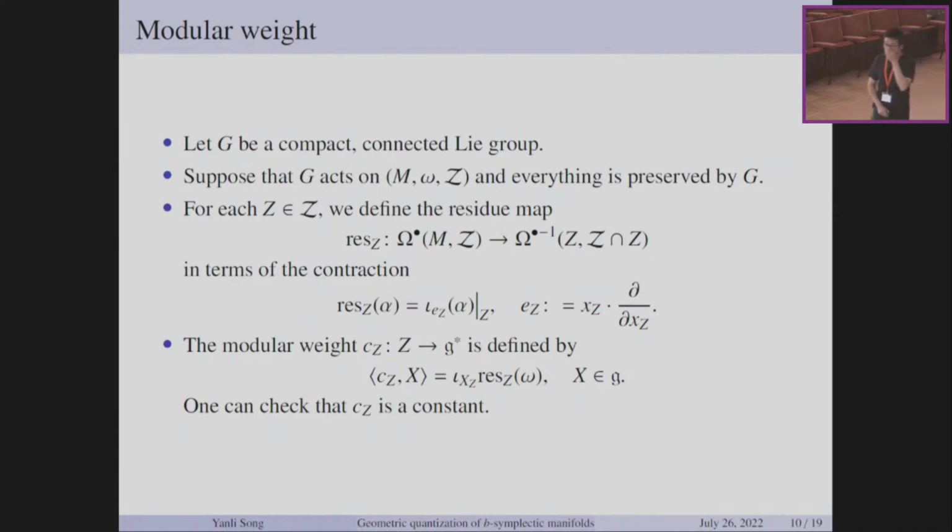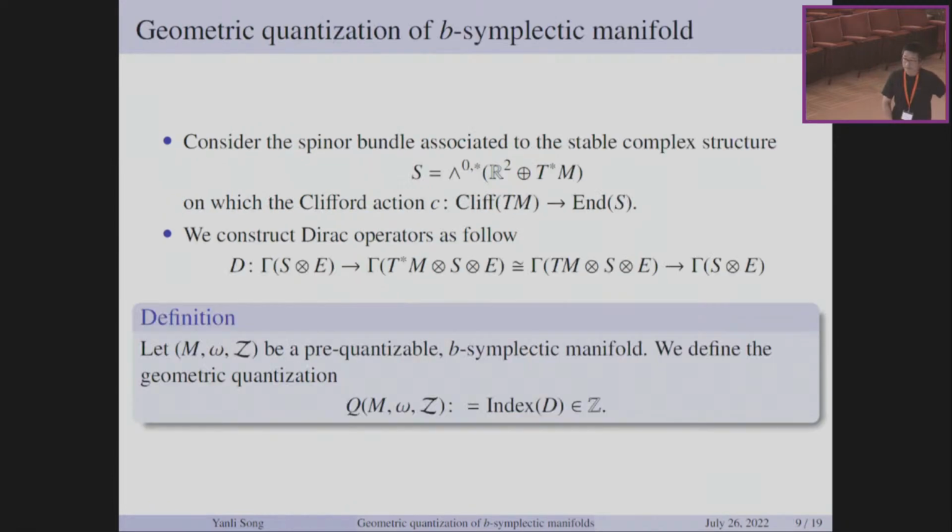Oh, question? I was just curious. In this picture, you have this extra factor R^2 that you added. Yeah, to define the complex structure. In the case where the singular locus is empty, if you were to do this construction, it will be a homotopy, so it gives you the same index. And so the Dirac operator is just the identity on that. Yes. I see.